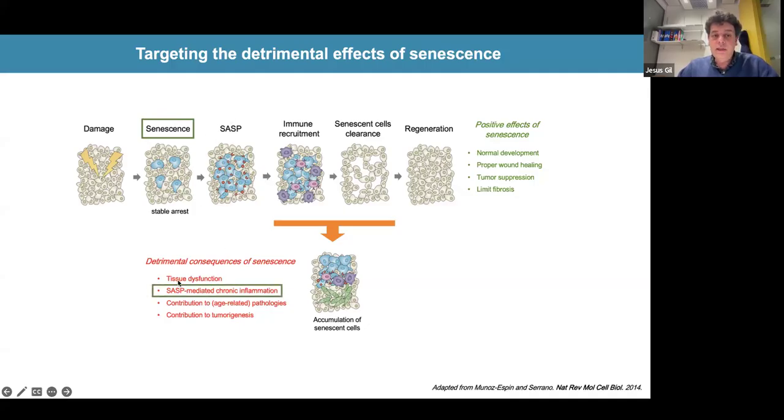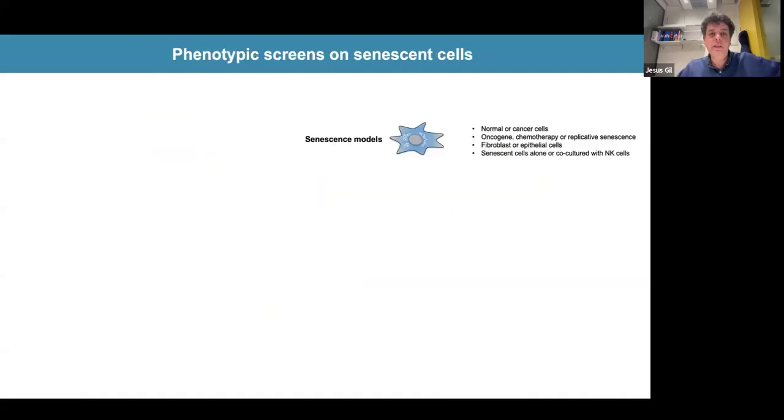Eventually, we saw that the SASP, through chronic inflammation, is what is causing these negative effects, and we could also try to inhibit this SASP that causes chronic inflammation and results in some of the detrimental effects of senescence. And the other thing that we could do is to potentiate the immune system in order to eliminate these senescent cells that accumulate aberrantly.